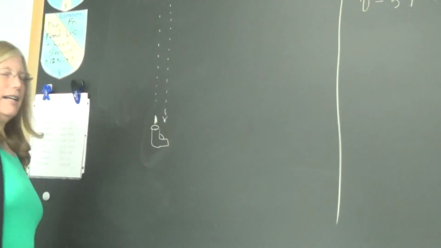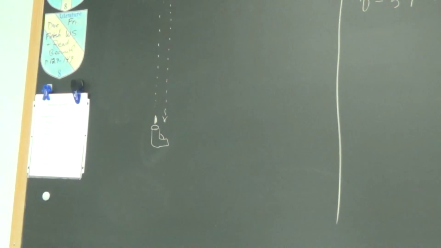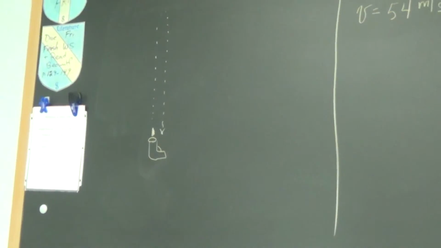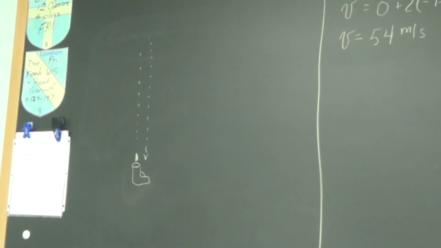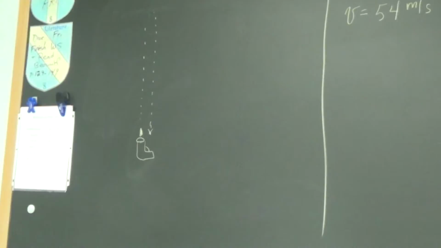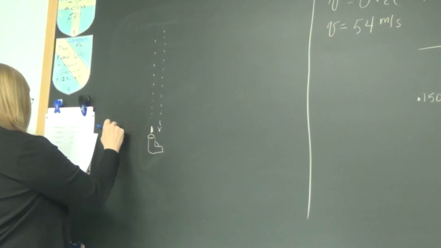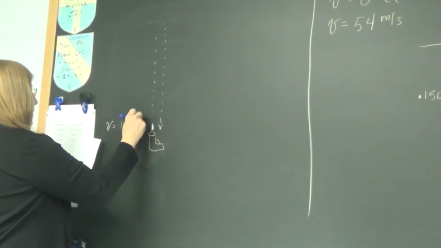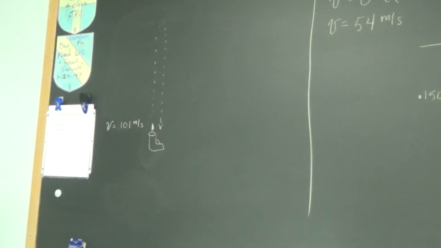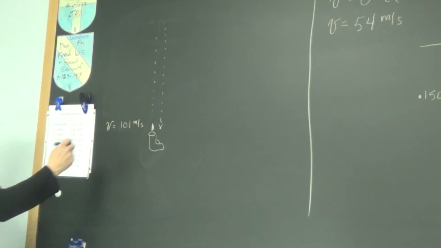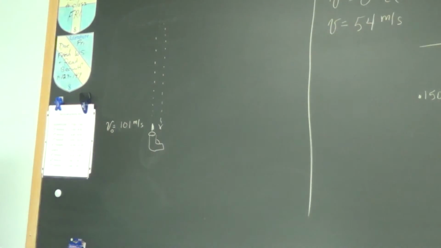All right. So this time, what's being tossed upward is a bullet. So draw this scenario. And the velocity coming out of the gun is 101 meters per second. So the initial velocity, I'm going to put V sub O here, is 101. Velocity at time 0.